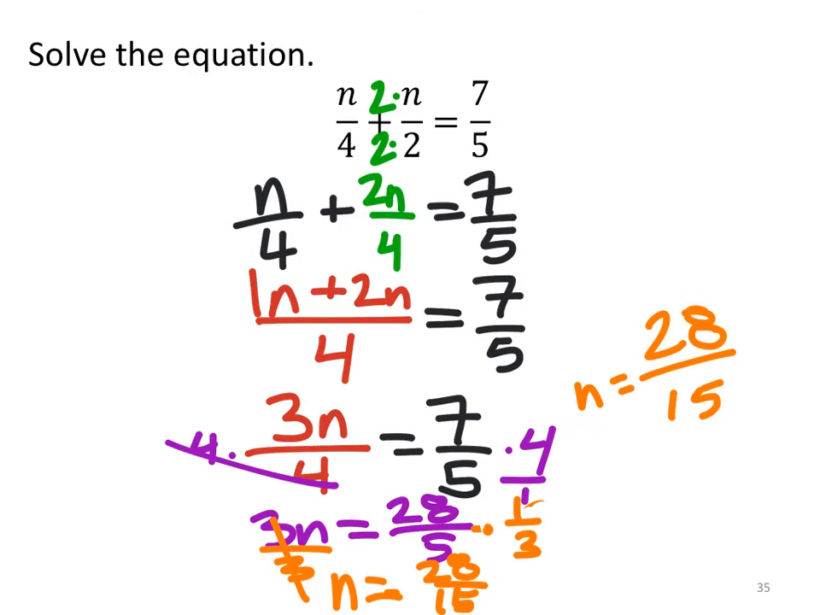But I do want to check still, right? So I got my 28 over 15, and I'm going to divide that by 4. And then I will add my 28/15 divided by 2. And what does that give me? 7/5. Bam, we did it. So that's a good answer.